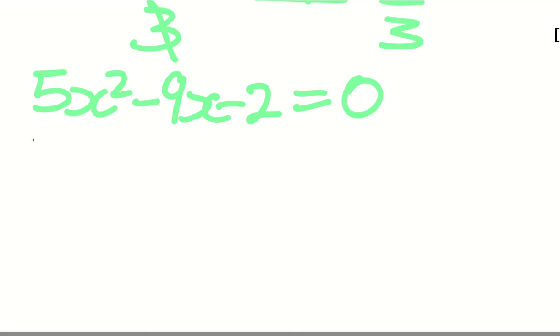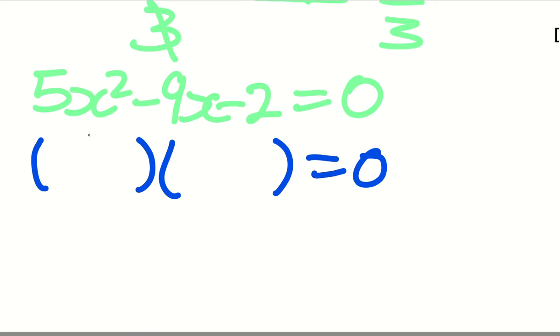So basically, when you factorize a trinomial, remember you have to open 2 sets of brackets like this, ne? Then you equate it to 0. Then for 5x squared, you have to write the factors for 5x squared in both of the brackets, meaning that you can just write 5x in the first bracket, and then in the second bracket you write x. So you separate the factors like this.